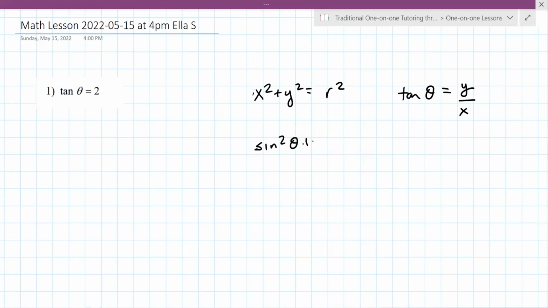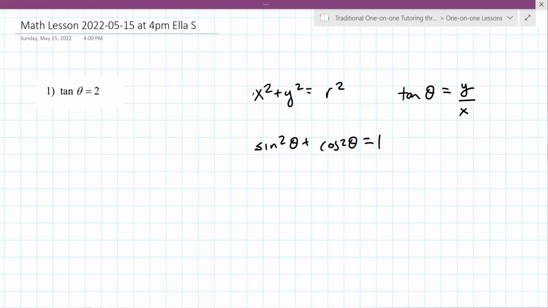All right, so there's a few things that you have to have written down, which is x squared plus y squared equals r squared. That's one of them. And then tangent of theta equals y over x. And then another one that's often used here is sine squared theta plus cosine squared theta equals 1. These are kind of all in play here.